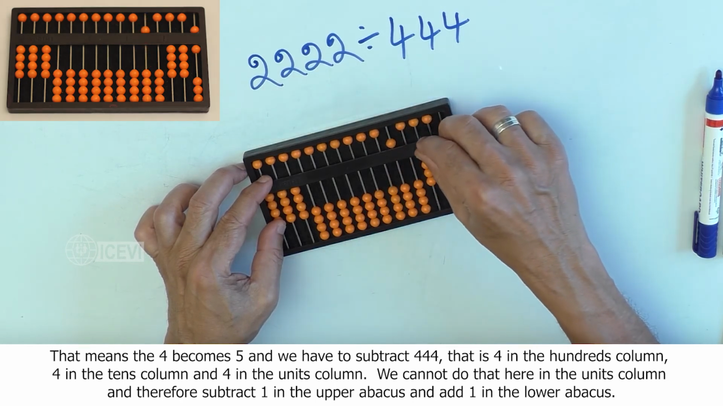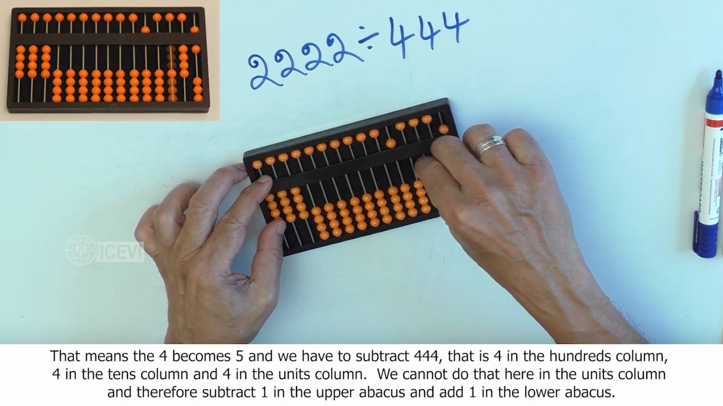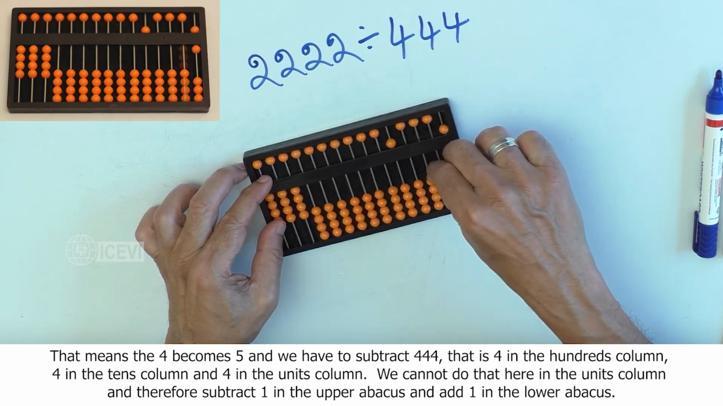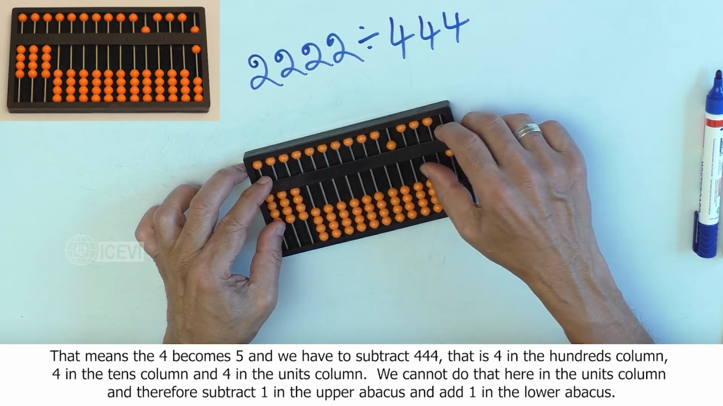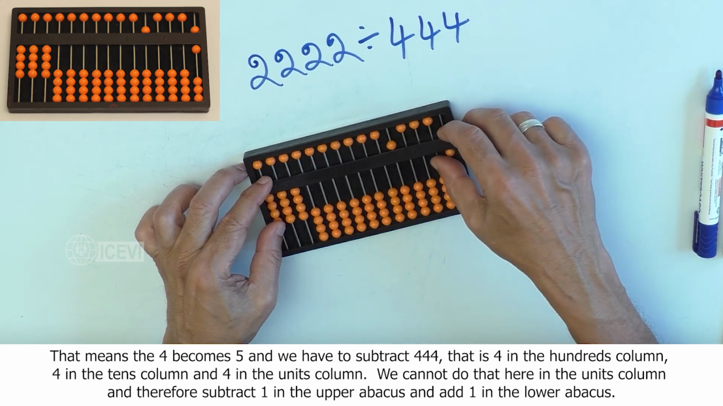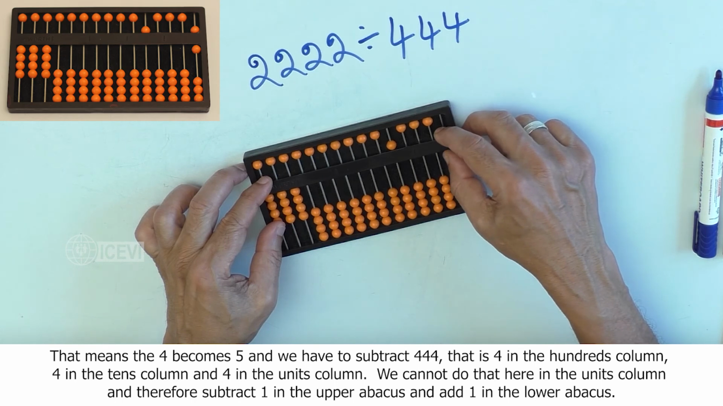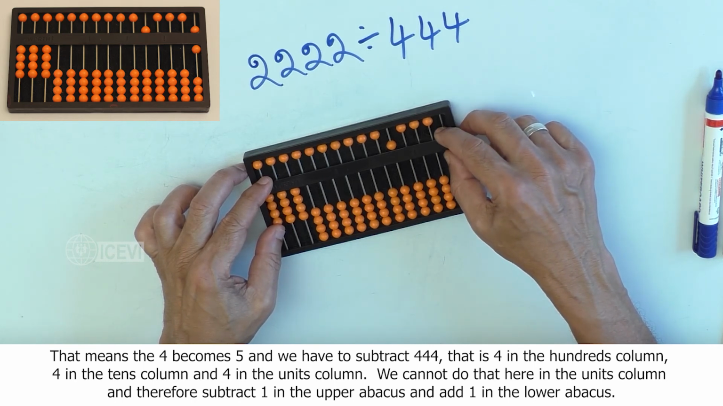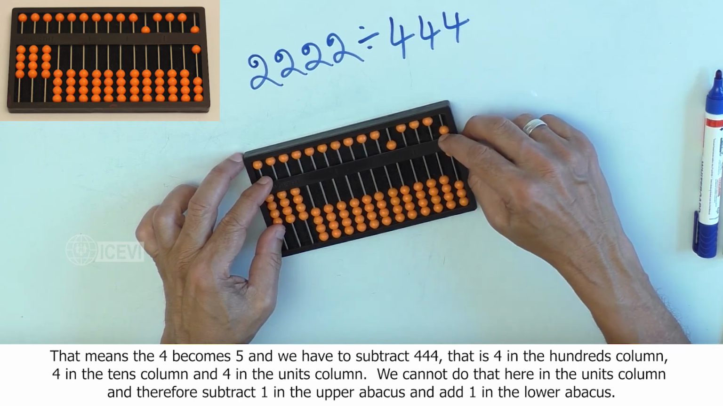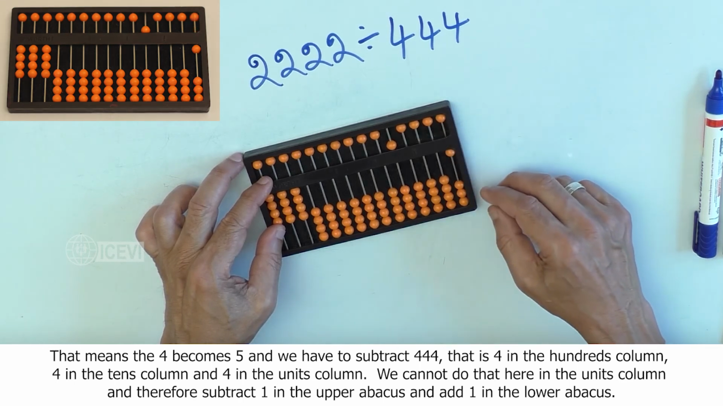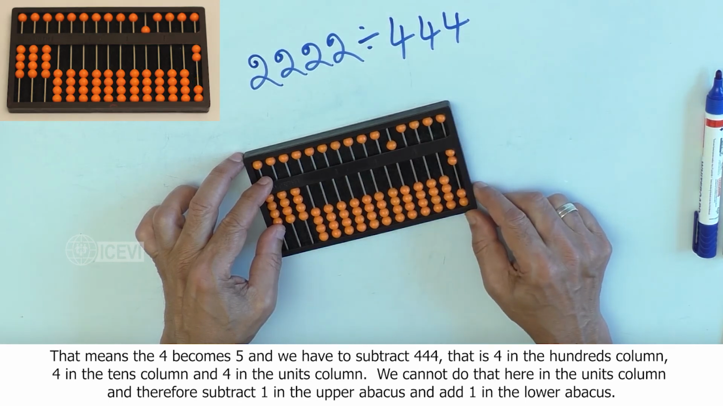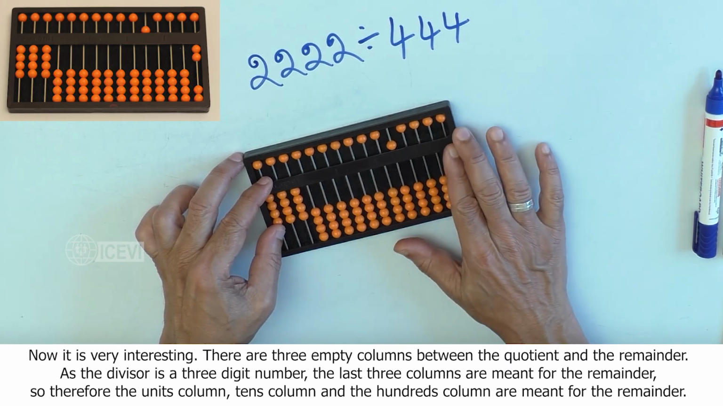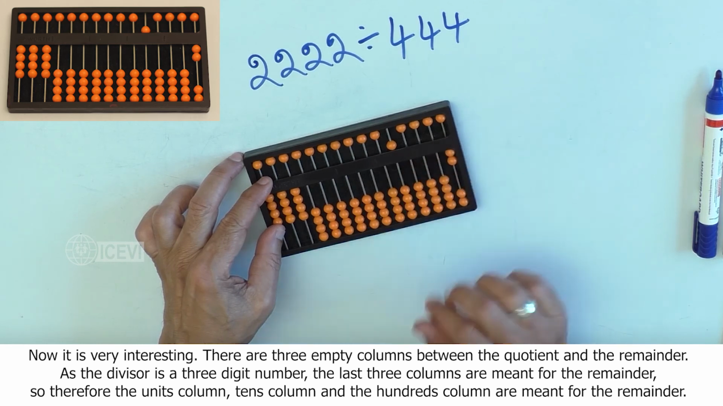And we have to subtract 4, 4 and 4, that is 4 in the hundreds column, 4 in the tens column and 4 in the units column. We cannot do that here in the units column, and therefore subtract 1 in the upper abacus and add 1 in the lower abacus. Now it's very interesting.